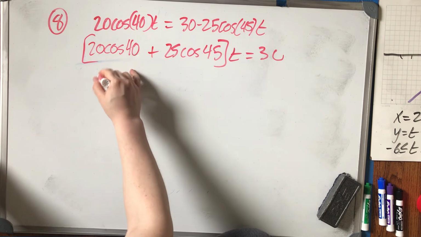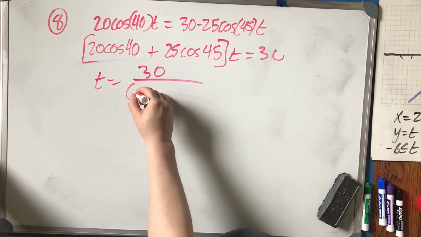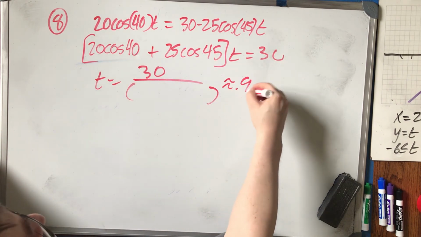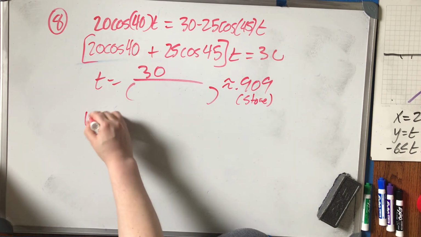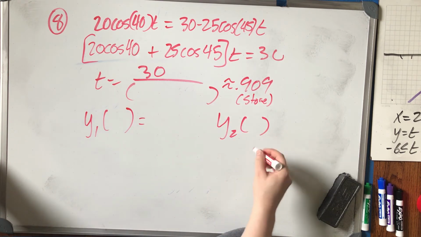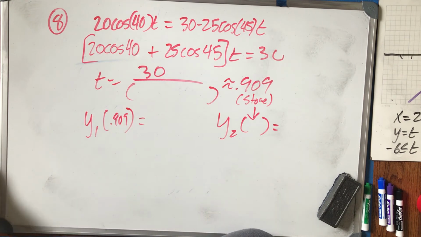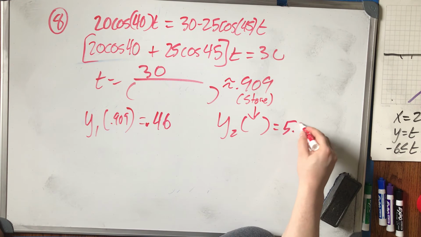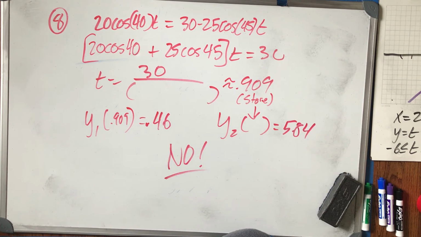So I'm going to end up with t equaling 30 divided by, I would use big parentheses in your calculator, all of that: 20 cosine 40 plus 25 cosine 45. And you get 0.909. I'm just going to store that value real quick, and then plug that into the y equation for each one. I just want to compare what happens. Okay, so I'm plugging in the 0.909 to both of them. I get 0.4632 for that one and 5.84. So that's a big old no, they don't collide.